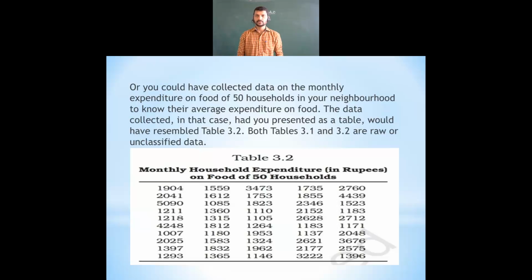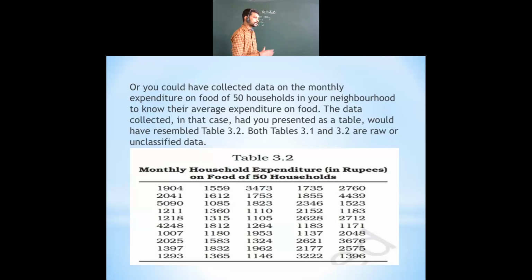It depends on the number of members in your home. How many members are there in a home? Just like 5 members. Most probably the food required for you is at least 5,000 or 2,000, 3,000, right? It depends on the members of your family. Here we have collected the expenditure on food of 50 households, means 50 families.